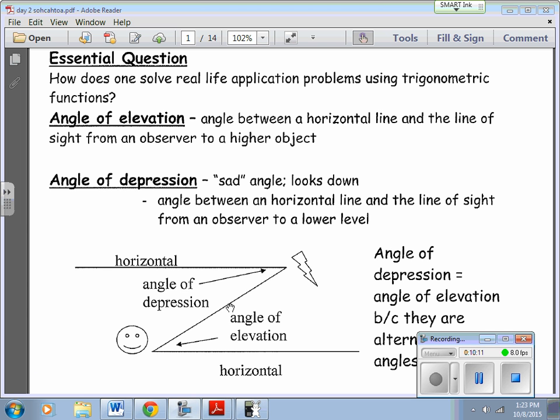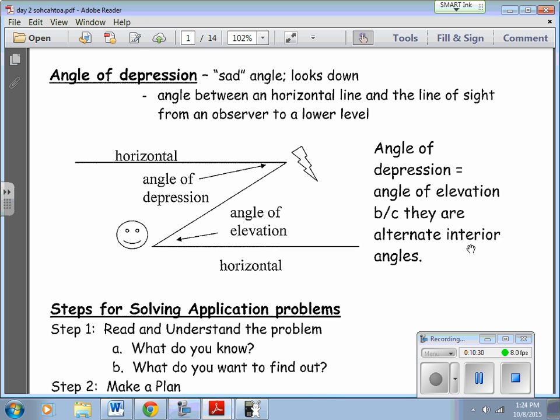Angle of depression is an angle that looks down, an angle between a horizontal line and the line of sight that an observer has to lower themselves or lower the level of their eyesight. So we're going to talk about angle of depression and angle of elevation. If you notice, both of those angles are alternate interior angles of two lines that are horizontal. Horizontal lines are parallel lines.